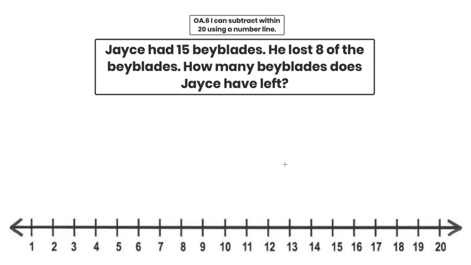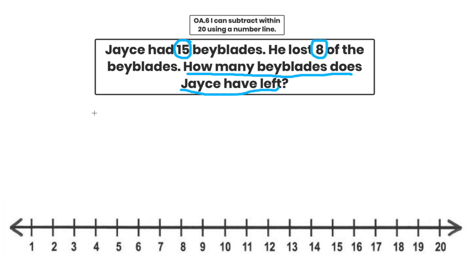Okay, so what you should have done is you should have noticed that the question is, how many Beyblades does Jayce have left? And we know that since we see the word left, that is giving us a clue that we're going to subtract. And also it says that he lost 8 of the Beyblades. So that's another clue that if he's losing something, he probably had to subtract that. So if we're starting our equation, we need to identify the numbers that we're going to use. Well, he started with 15 Beyblades and he lost 8.